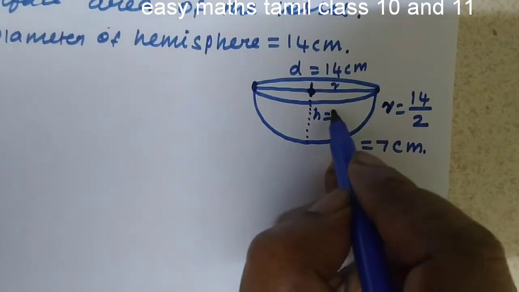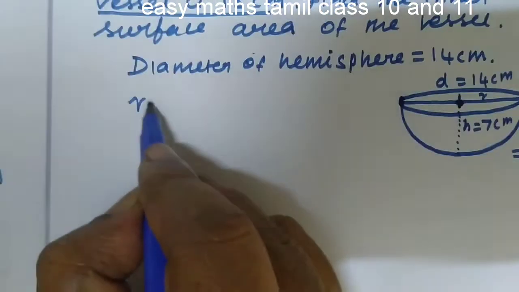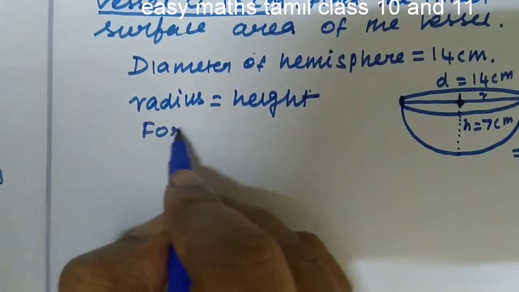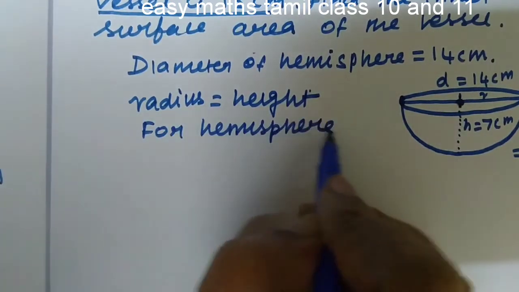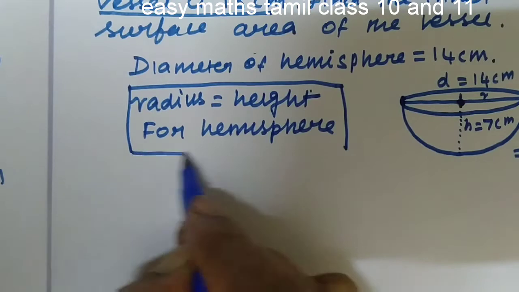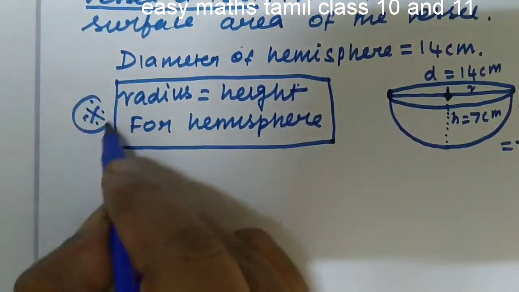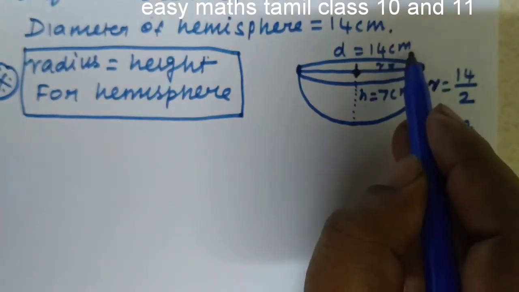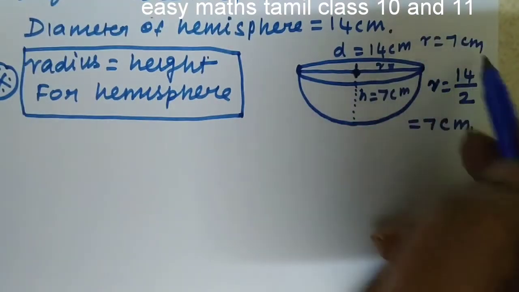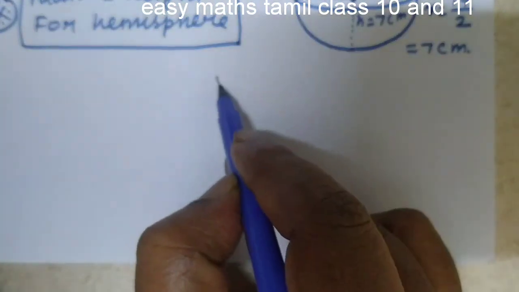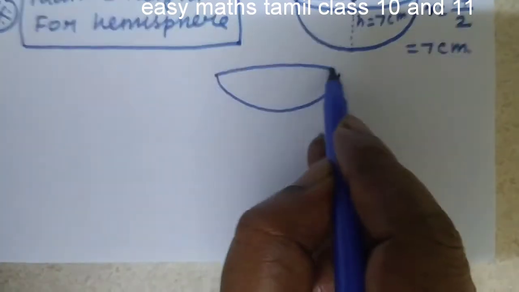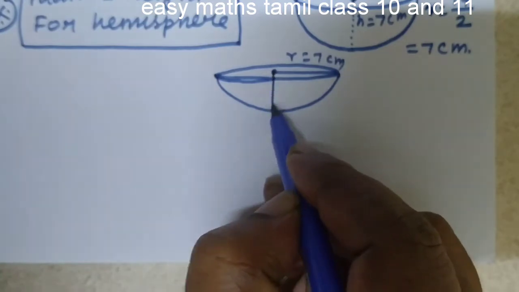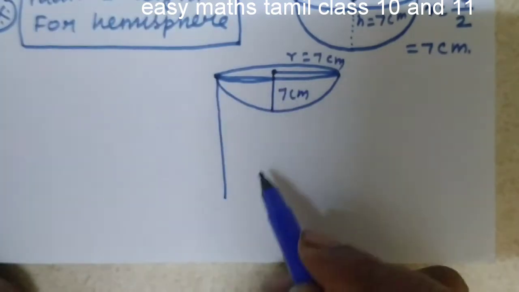Height of the hemisphere is equal to the radius of the hemisphere. So height of the hemisphere equals 7 cm. Radius of the hemisphere is also 7 cm. Don't forget this. Now radius is 7 cm. Now draw the vessel. It's a combination of hemisphere and the cylinder. The radius and the height is 7 cm.